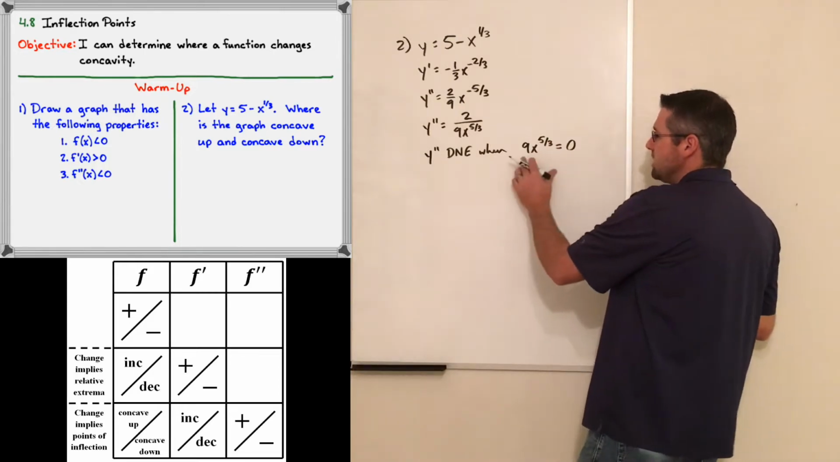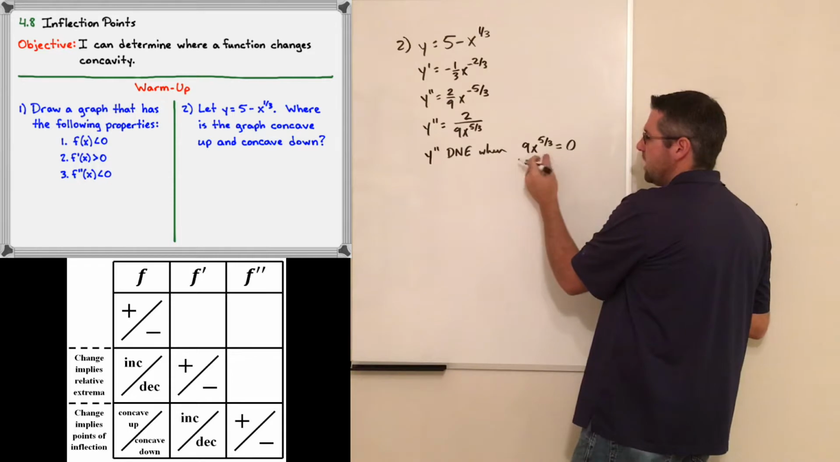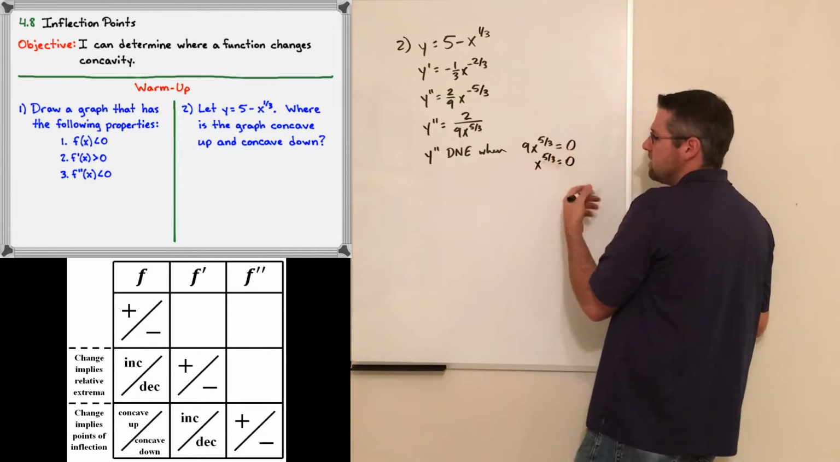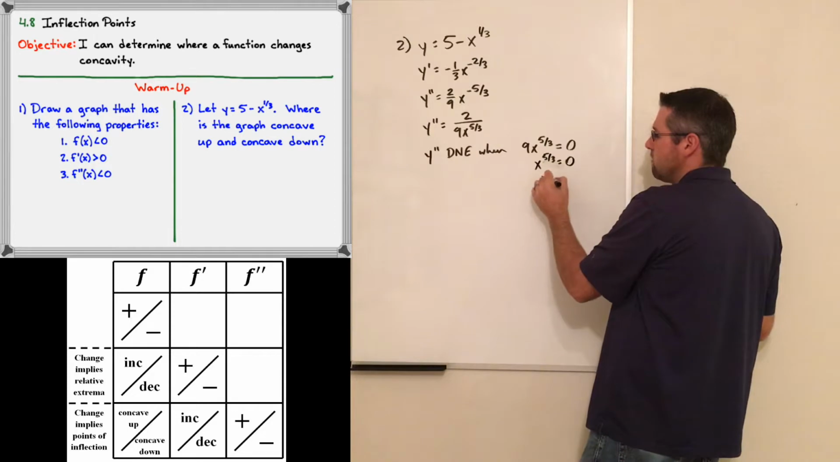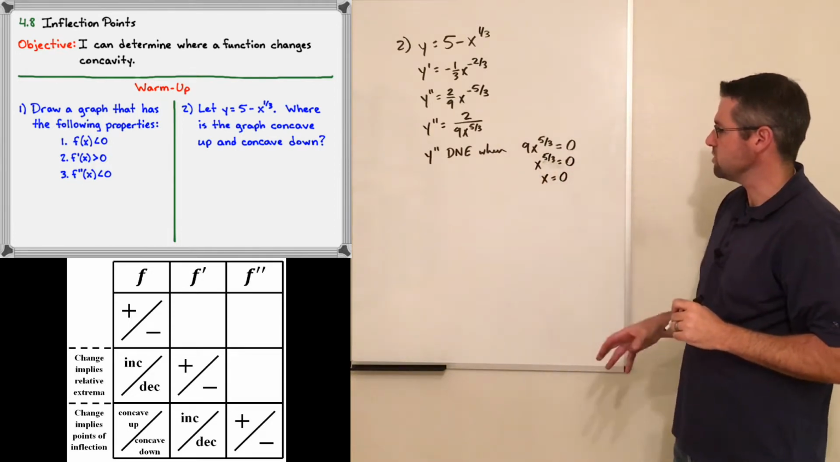So when does this equation equal 0? When does 9x to the 5/3 equal 0? Well, that's pretty simple. We can divide by 9 if you want to, so we get x to the 5/3 equals 0, and then we could raise this to the 3/5, but however you look at this, the answer to that question is x equals 0.